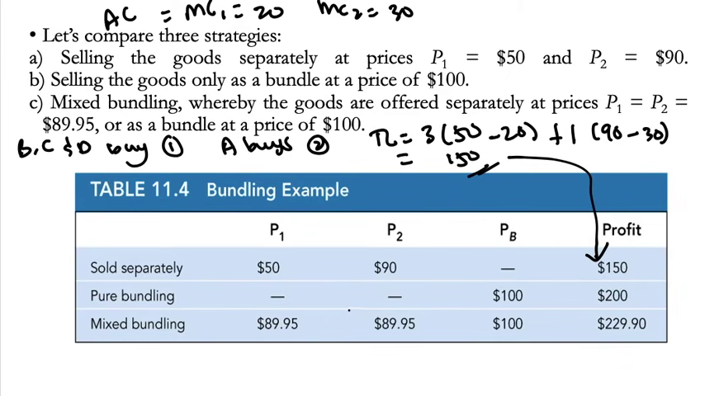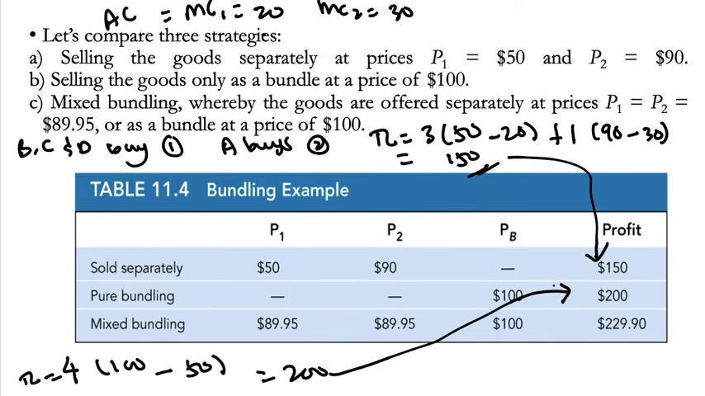But if you sell pure bundling, you sell it at 100, all 4 people, A, B, C, D, will purchase the bundle. So here, what is the profit for the bundle? 4 times 100, you sell the price at 100, minus total cost. Total cost is what for both products? 20 plus 30, isn't it? Total cost per unit, yeah? So 50 cost per unit. So when you calculate, the profit is 200. What about mixed bundling? Can you calculate? And can you get this answer?